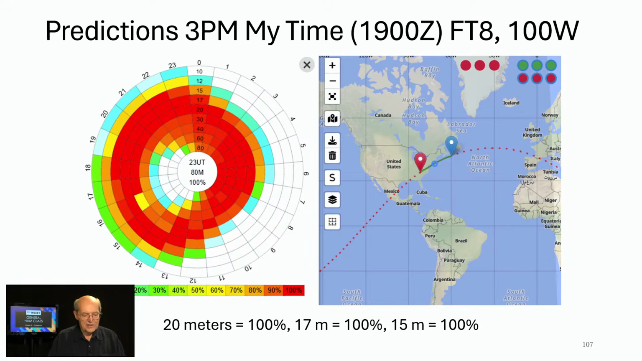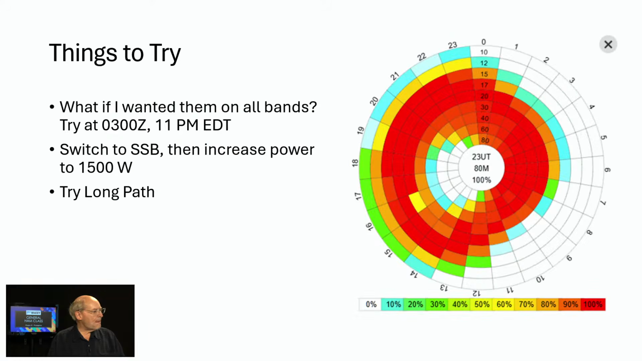So I just wanted to give you an example of how propagation prediction software works. And these are some of the things that we tried. We wanted them on all bands, well, we picked a different time in order to do that. We went to single sideband and then increased power to 1500 watts. And then we tried long path, and that was kind of dismal.